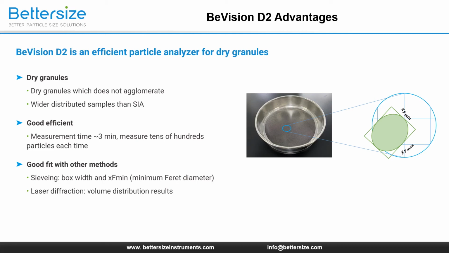Also, results produced by the Bevision D2 have a good fit with the results of other particle sizing methods. For example, the box-wise and minimum Feret diameters in volume distribution fit the sieving results well, and laser diffraction results are in good fit with the volume distributed XA results.